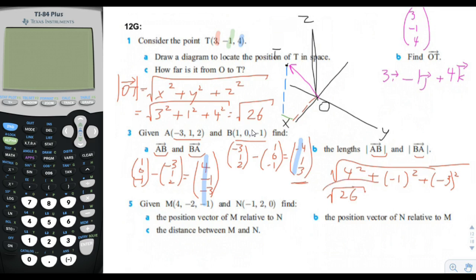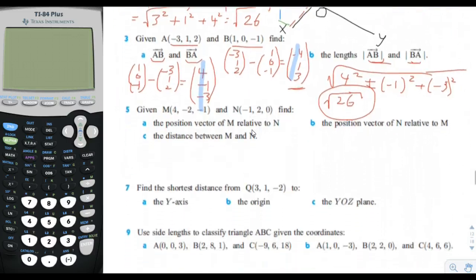So square root of 26 is the answer for both the distance or the length of vector AB and the vector BA. Okay? Number 5.